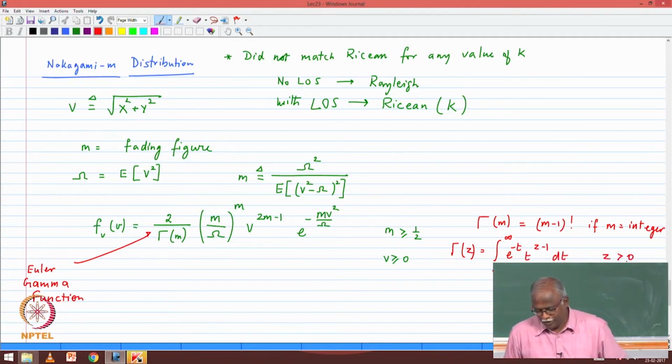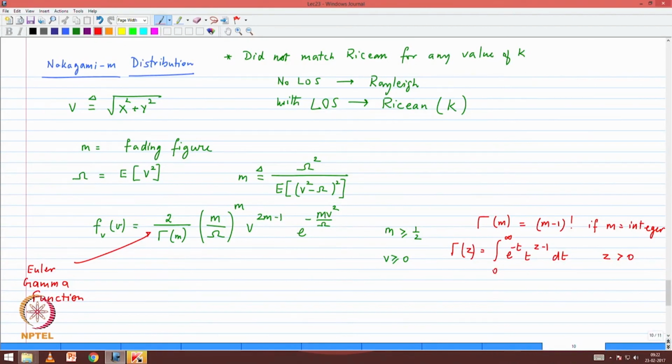And that's what we are going to be looking at, basically looking at the fading figure. This is called the fading figure, which is greater than or equal to half, a positive quantity greater than or equal to half, and this is the basic definition of that. Okay. Now, first thing, always a few sanity checks.